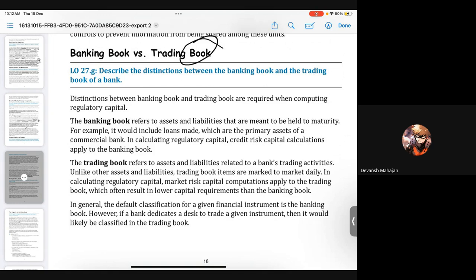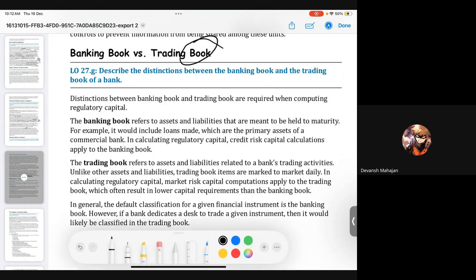Banking book basically are those businesses or investments, those assets and liabilities that are held to maturity, which means they are in the books because of the banking business model. For example, if there is a loan, we will hold that loan till maturity because it is a banking activity. Similarly, loans are assets, and the liabilities in the form of deposits are part of the banking book.